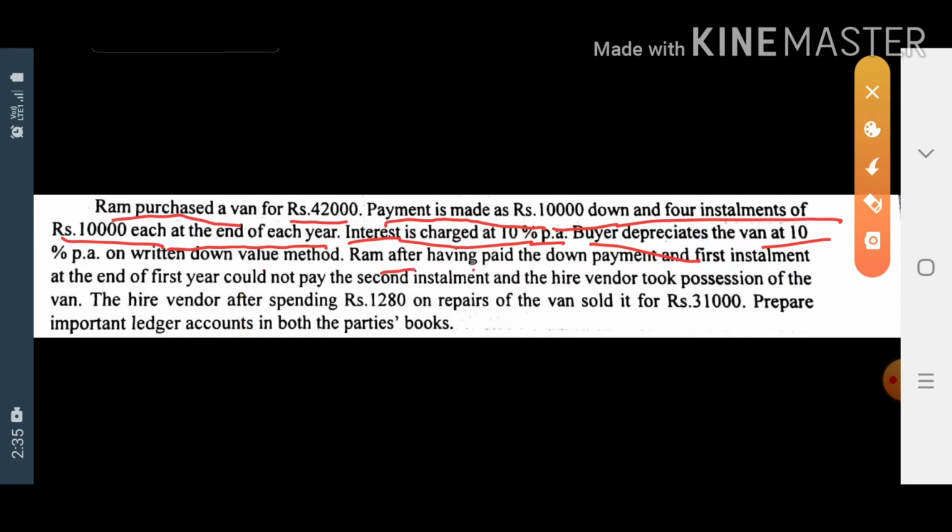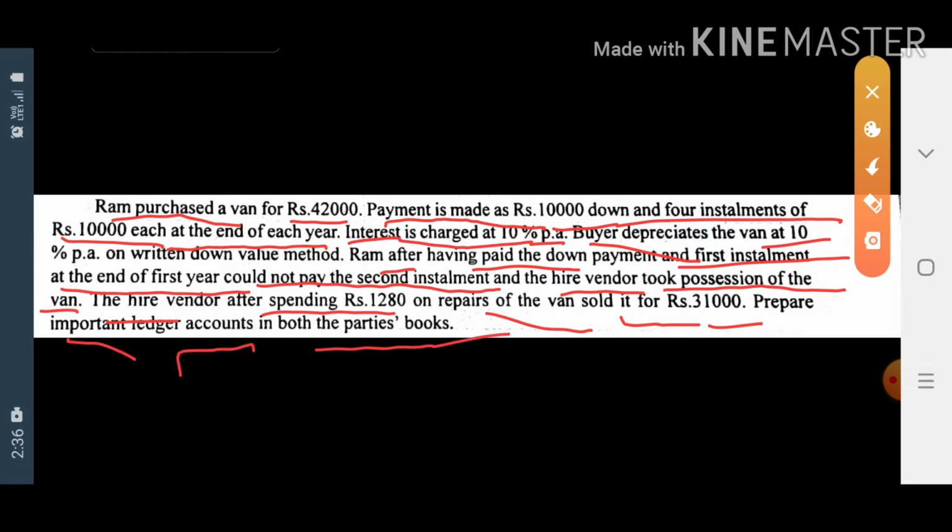After having paid the down payment and the first installment at the end of the first year, he could not pay the second installment, and the hire vendor took possession of the van. The hire vendor, after spending rupees 1,280 on repairs of the van, sold it for rupees 31,000. Prepare important ledger accounts in the books of both the parties.